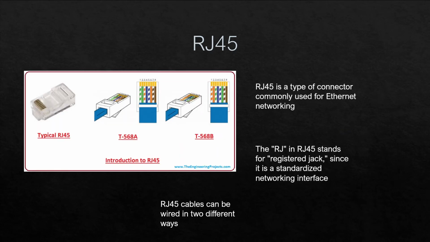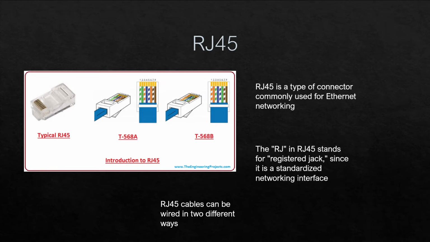The first part used for communication is RJ45. RJ45 is a type of connector commonly used for Ethernet networking. It looks similar to a telephone jack, but is slightly wider. Since Ethernet cables have an RJ45 connector on each end, Ethernet cables are sometimes also called RJ45 cables. The RJ stands for registered jack, and the 45 simply refers to the number of the interface standard.